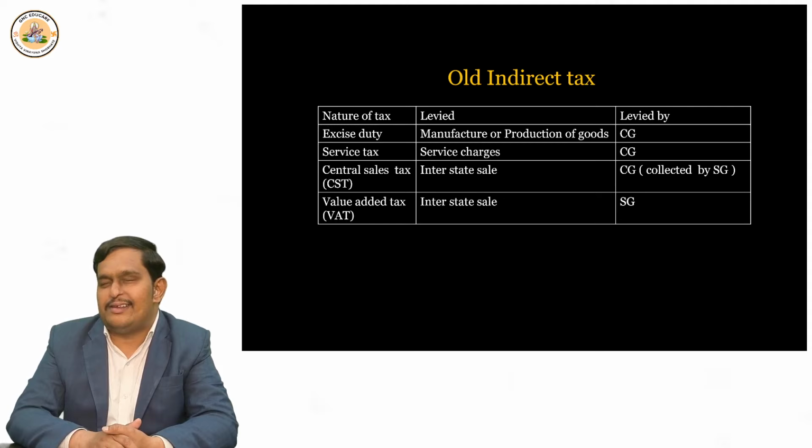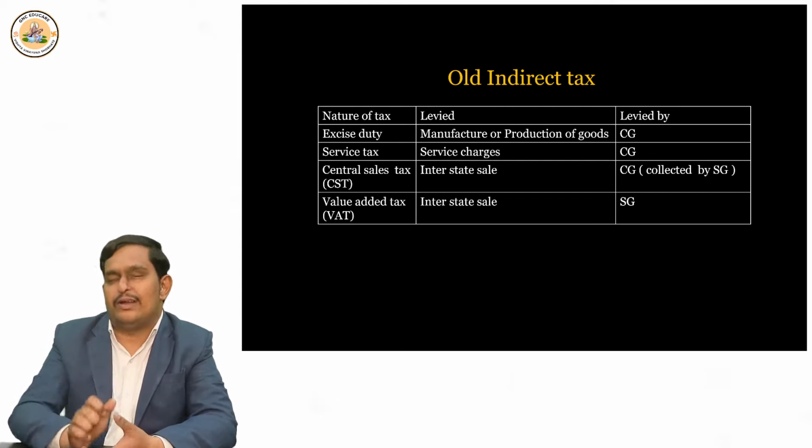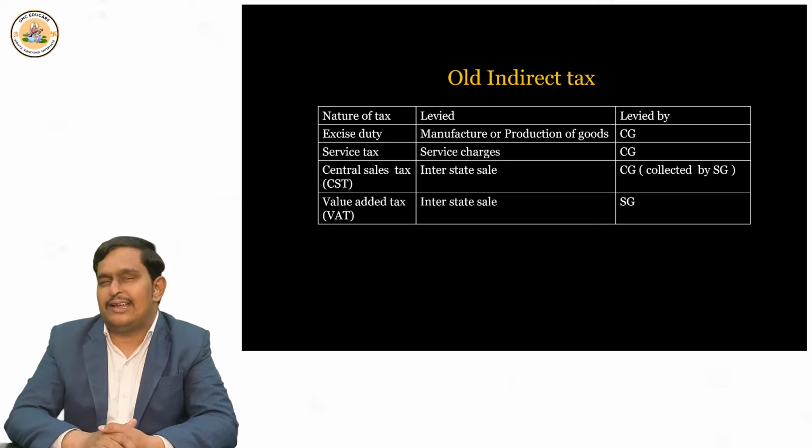But think about CST, Central Sales Tax. That means sale from one state to another. On that, tax is there. Central Sales Tax is a tax on sale of goods from one state to another. Now this law is made by the central government, but the tax is collected by the state government.